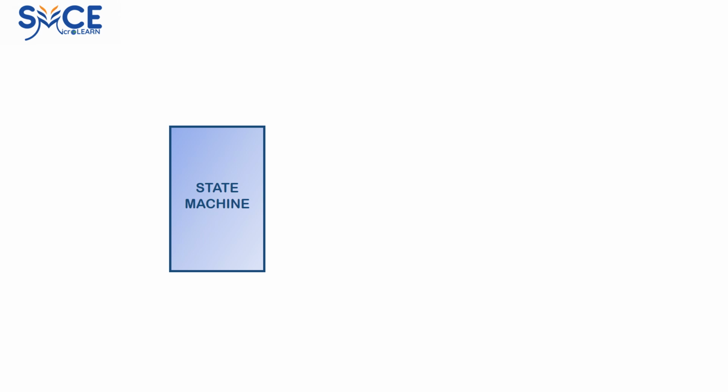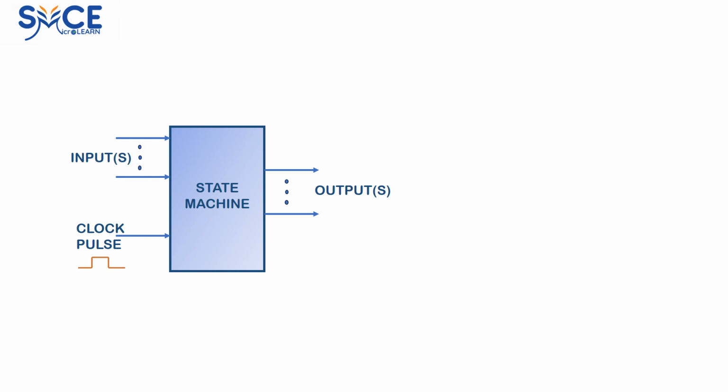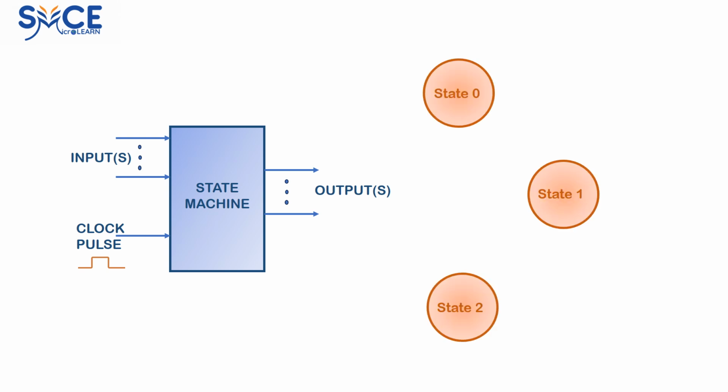Let's first understand what a state machine is. To start with, consider the state machine as a black box containing one or more inputs through which electrical signals can be applied, with one or more outputs through which electrical signals can be obtained, and another input through which a clock pulse signal can be applied. It can go through various states which are different outputs that can be produced by the state machine. The state machine can move from one output state to another by applying a clock pulse.